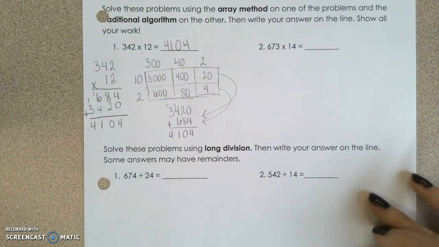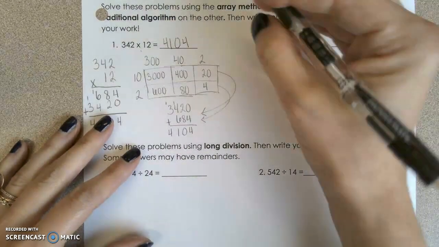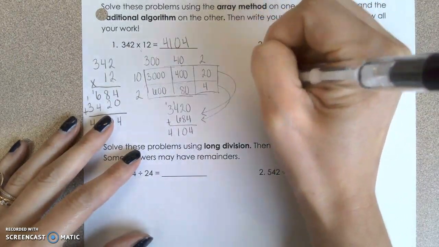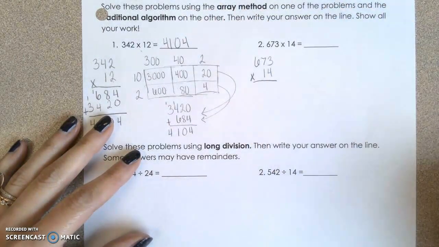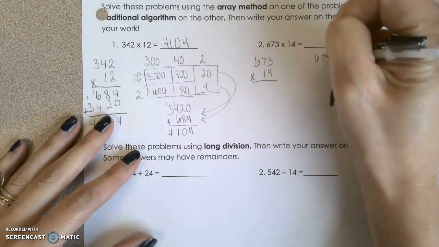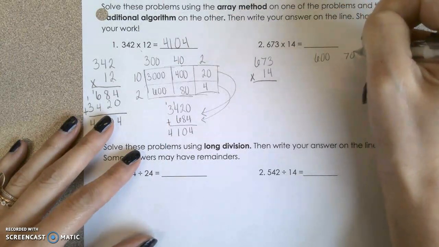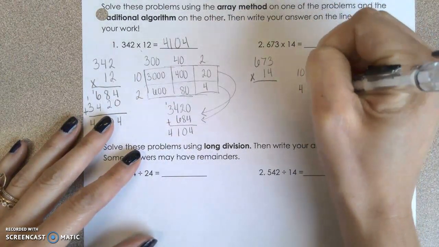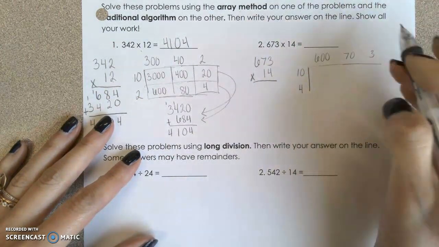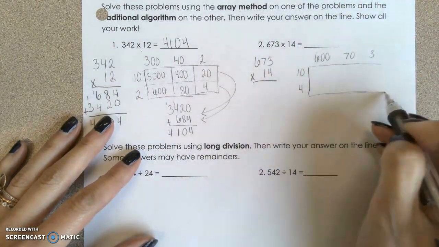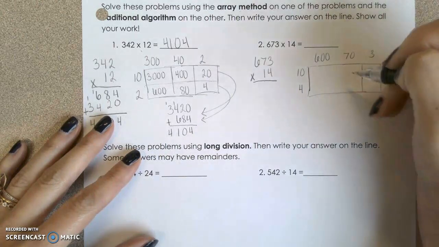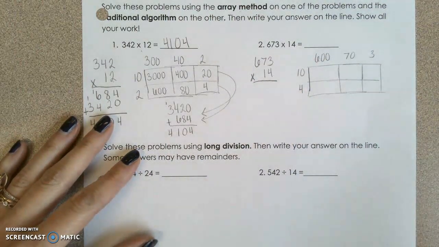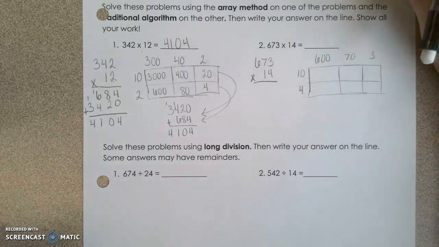Okay, go ahead and pause your video and try this next one on your own. Set up the standard or traditional, work through that, and then do the array or area model as well. So you can kind of compare both of those. So I'm setting it up like this. So go ahead and work through those. Pause the video, do those on your own, and then you can unpause when you're ready to check your work.